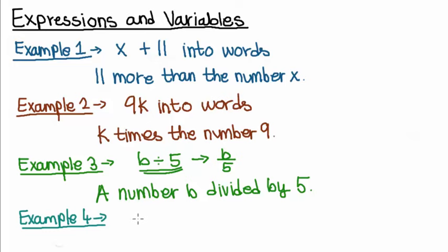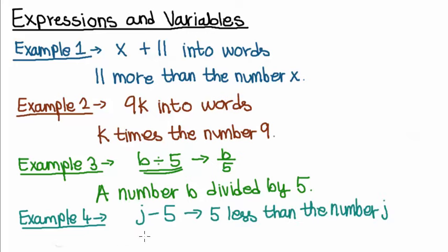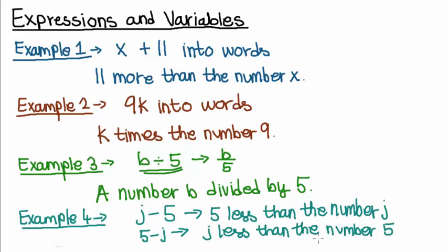In this fourth example, let's say I have j minus 5. I can write the variable expression j minus 5 into words by simply writing 5 less than the number j. But if I had something like 5 minus j, I will have to write this variable expression into words as j less than the number 5. So there it is. I think by now you have a pretty good grasp of how to convert a variable expression into words.